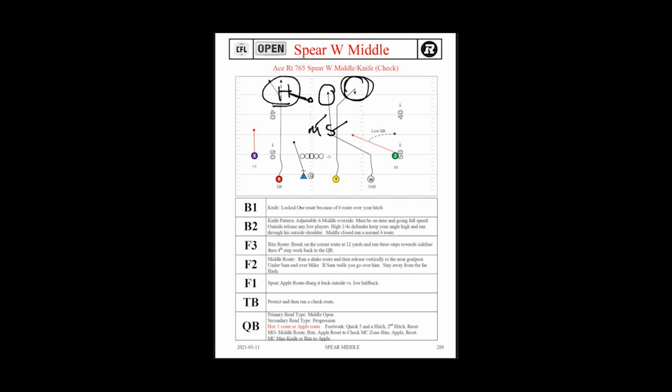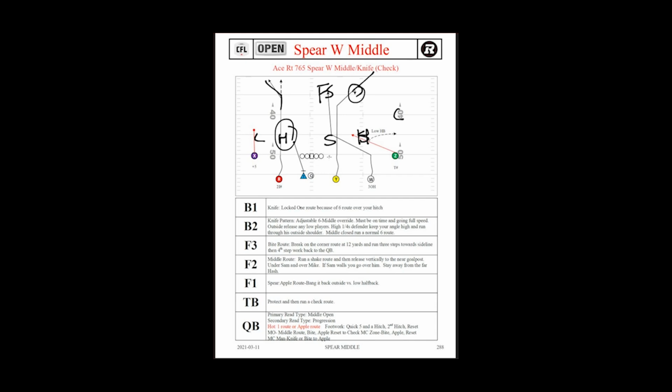Now, let's go back. What if it's middle closed? What if there's a free safety sitting right there in the middle of the field? Normally that could be cover 3. That could be man coverage. So then you would go, okay, take this guy in a corner route versus man, because he's not going to run through him unless it's zone. Or take this bite route. Or if that stayed a corner, throw the corner route versus man. So that's the middle concept.